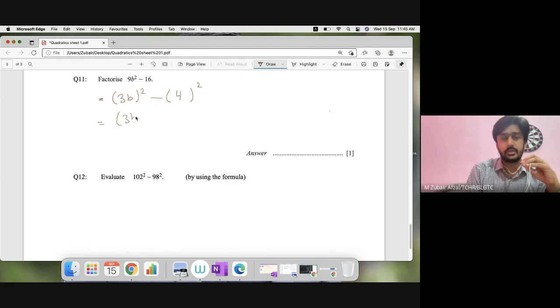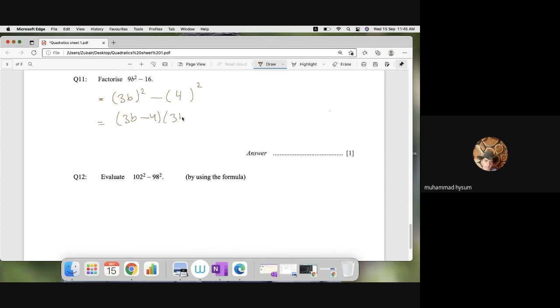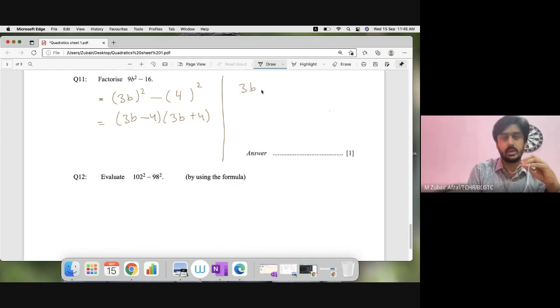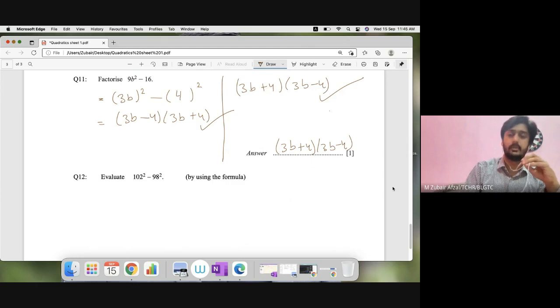First number minus second plus second, first number. Does it matter if we write minus first or later? No issues. A plus b into a minus b, both are correct. You can solve in any order. So 3b plus 4 into 3b minus 4. But it is important that the negative sign stays with 4.